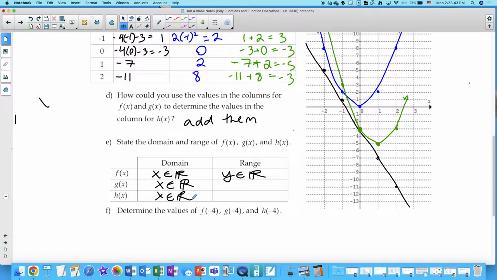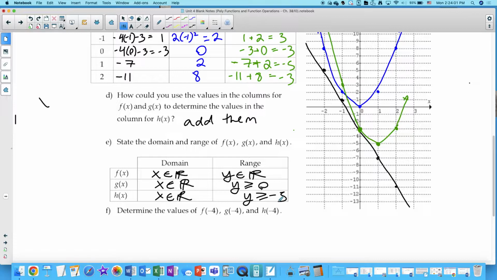What about the range, though, for g of x? Yeah, y has to be greater than or equal to 0. Okay, and what about for h of x? Right. y has to be greater than or equal to -5.